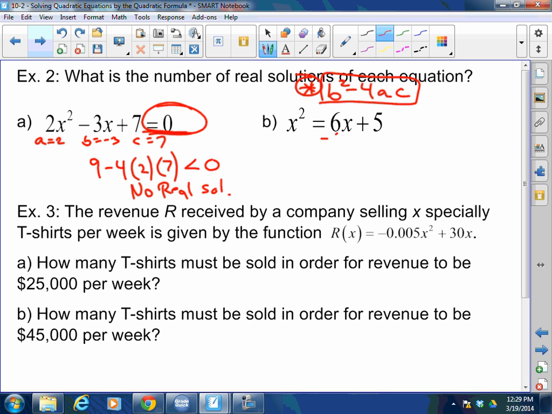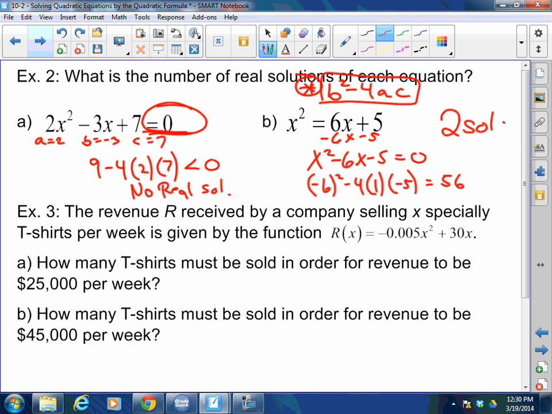Here, first subtract the 6x and the 5, so I can get into standard form. Now, plug it into my discriminant to see how many solutions I have. So, b squared minus 4 times a times c. This is going to be 36 plus 20, which is positive 56. So it's positive, it's greater than 0, two solutions. Does that make sense, guys? Are you with me here? All right. Yes, sir.